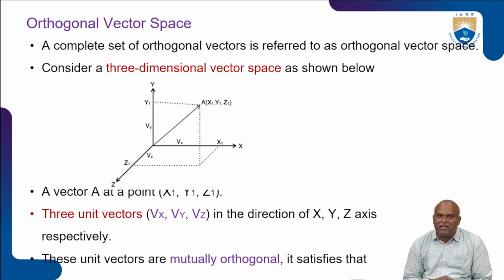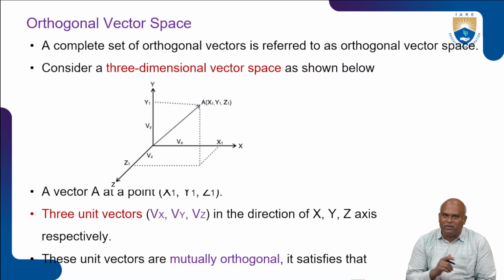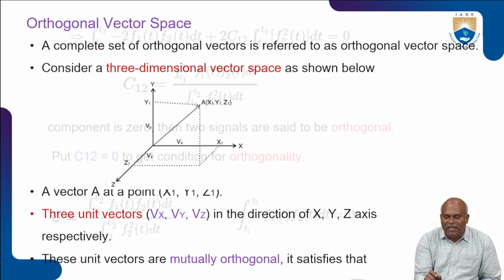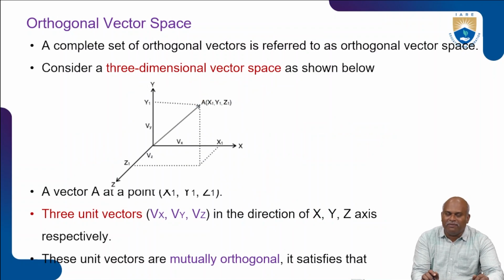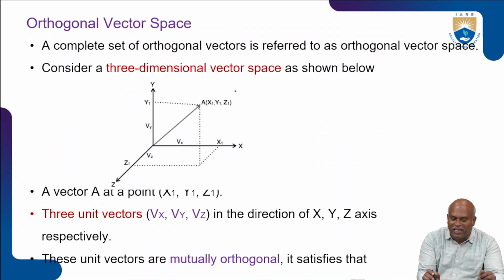Here, a complete set of orthogonal vectors is referred to as an orthogonal vector space. It's considered as a 3-dimensional vector space as shown in the figure. So in this figure, I take the 3-dimensional case, and the vector I represent as A.